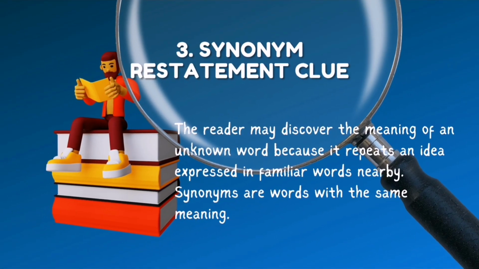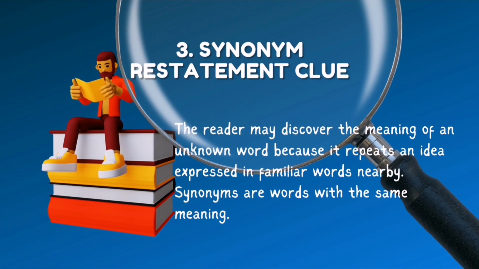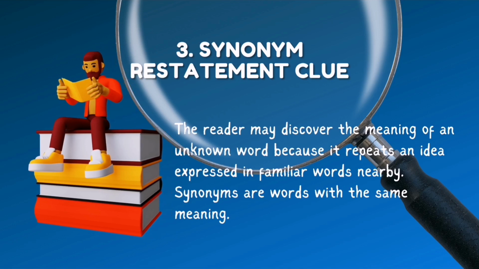The number 3 type of context clue is synonym restatement clue. The reader discovers the meaning of an unknown word because it repeats an idea expressed in familiar words nearby. Synonyms are words with the same meaning.